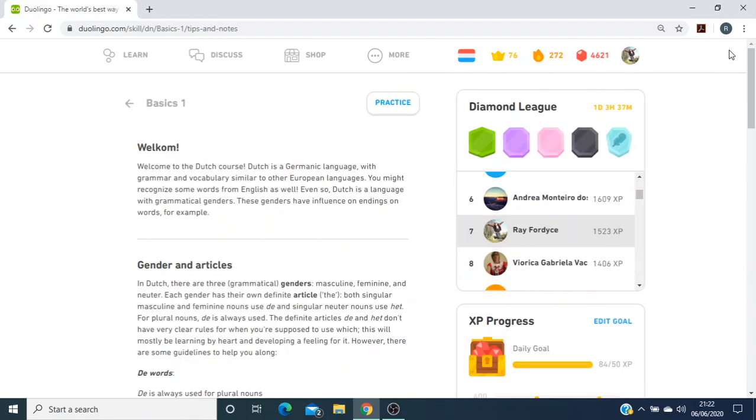I think they're called diphthongs, when two letters join together and make a different sound. A classic example in English is OW, which can become a different sound like in show or shower. So just something to watch out for when you're learning Dutch. So let's start with Basics 1.